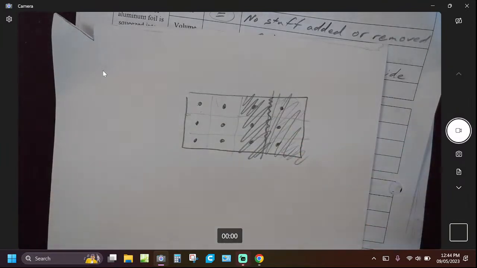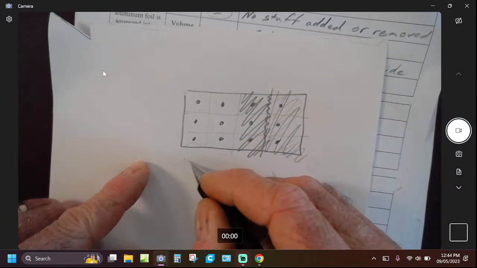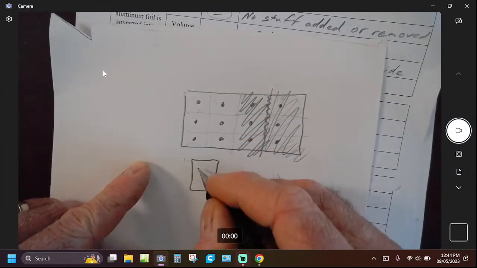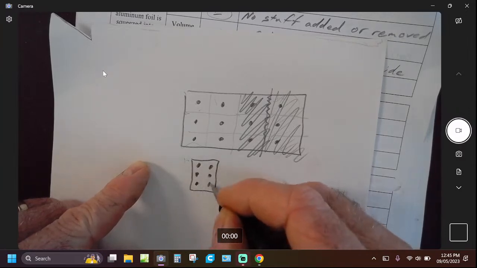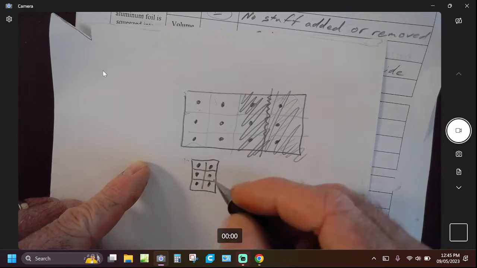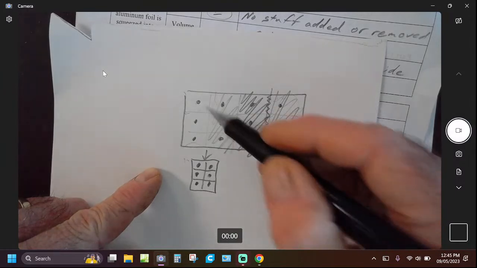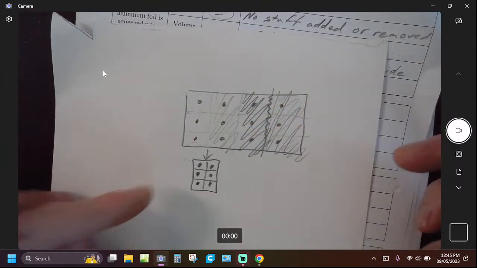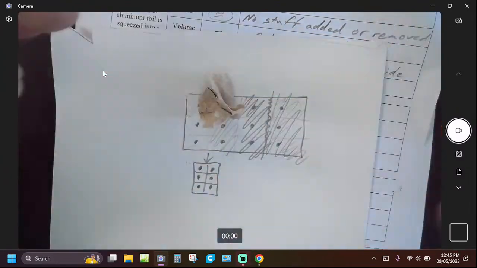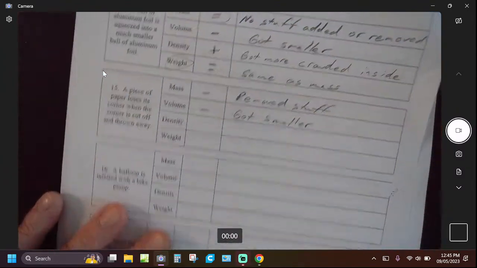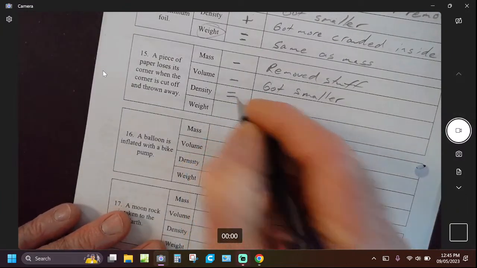So unless you see me take this piece right here and squish it down to a tiny size, that makes them more crowded. But just removing this right here doesn't affect the size of this room. So that's kind of a tricky one. Unless I'm squeezing it or fluffing it up, which we'll get to in a second, the crowdedness should be about the same. So I'm going to say density didn't change.